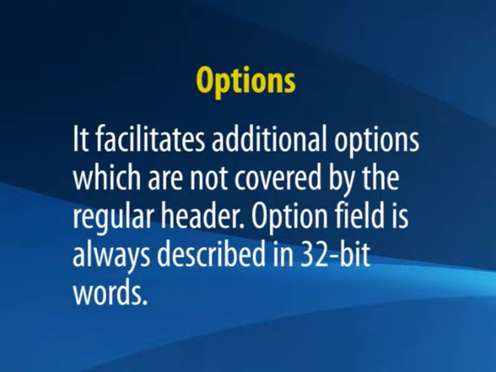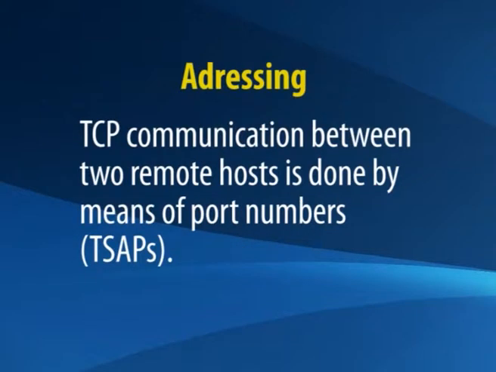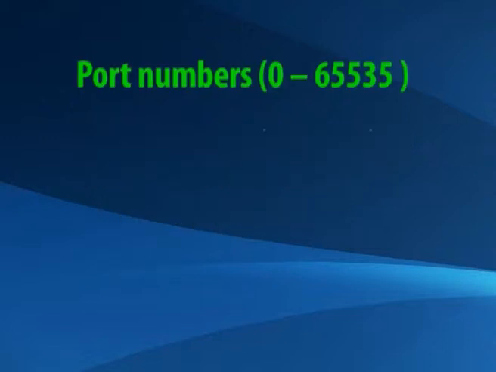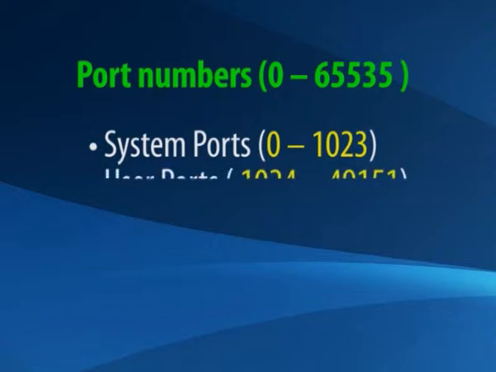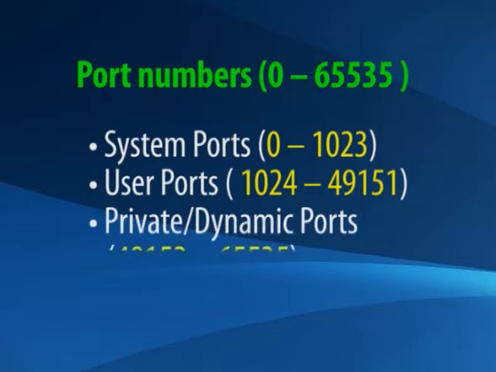The option field is always described in 32-bit words. If this field contains data less than 32 bits, padding is used to cover the remaining bits to reach the 32-bit boundary. Addressing. TCP communication between two remote hosts is done by means of port numbers, that is, TSAPs. Port numbers range from 0 to 65535, which are divided as system ports 0 to 1024, user ports 1024 to 49151, and private or dynamic ports 49152 to 65535.